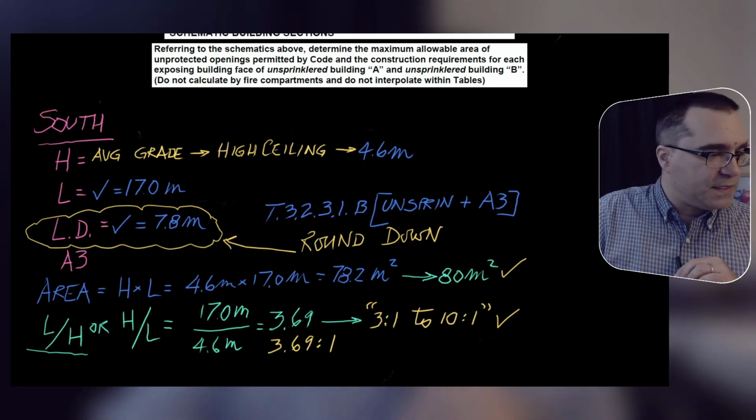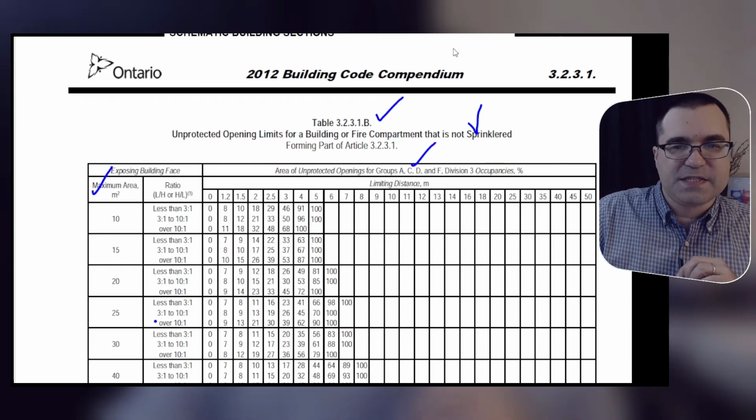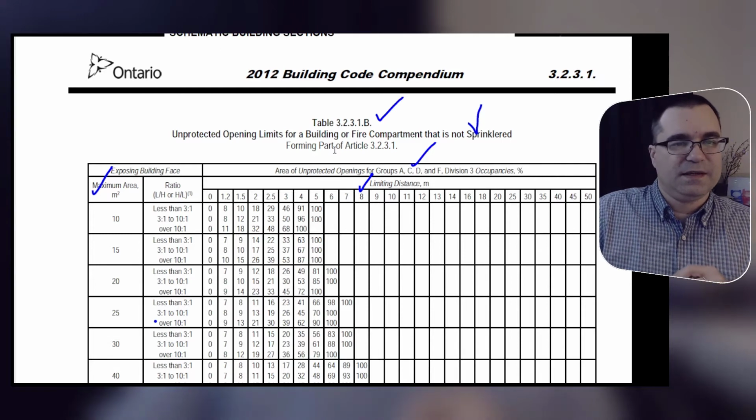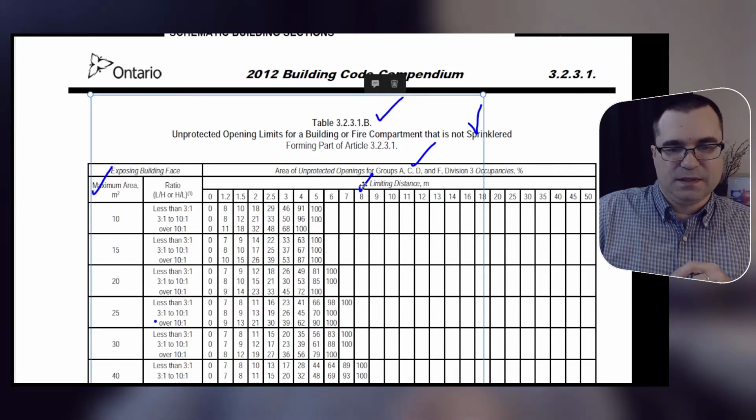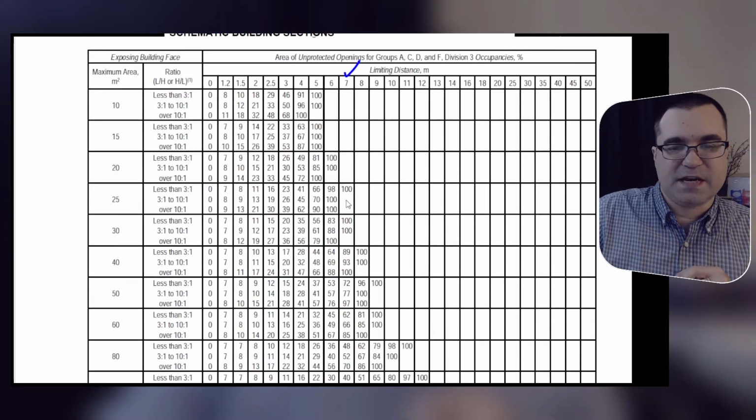So let's bring this up. So we have 7.8, so it's 8 maybe? No, it's not 8. It's gonna be 7, right? As we have to round down. The nearest number smaller than 7.8 is 7. So that is what we're going to be using. A limiting distance of 7.